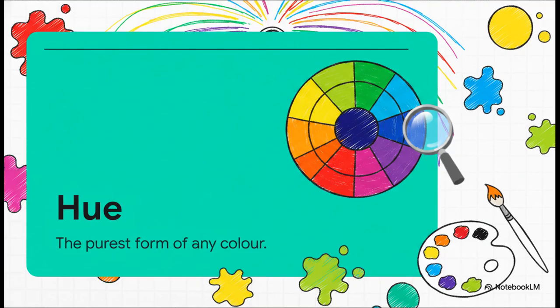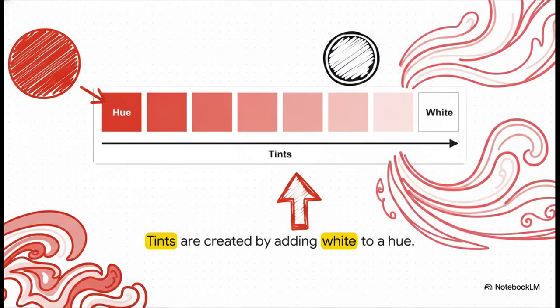And our starting point for understanding this whole language is a hue. A hue is simply the purest form of any color. Think of it as the absolute baseline before any light, dark, or dullness gets added into the mix. It's the unadulterated starting point for literally everything else we're going to discuss. Now, once you have that pure hue, you can start playing with it, modifying it.